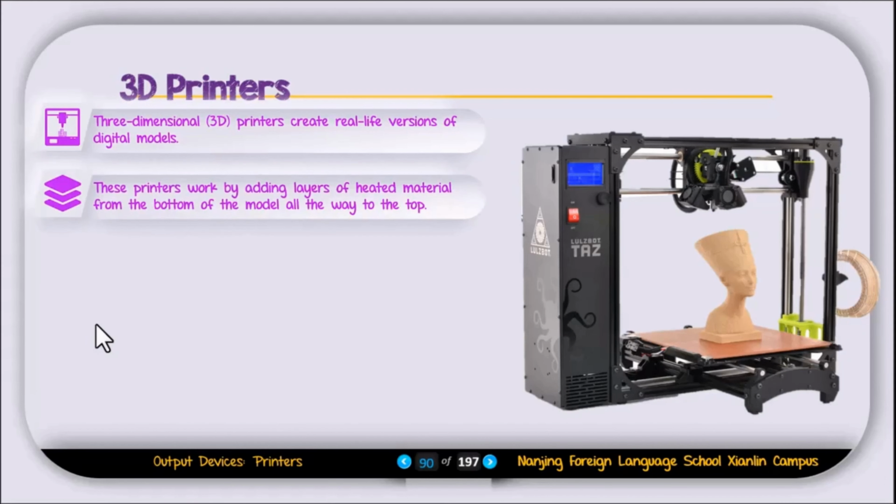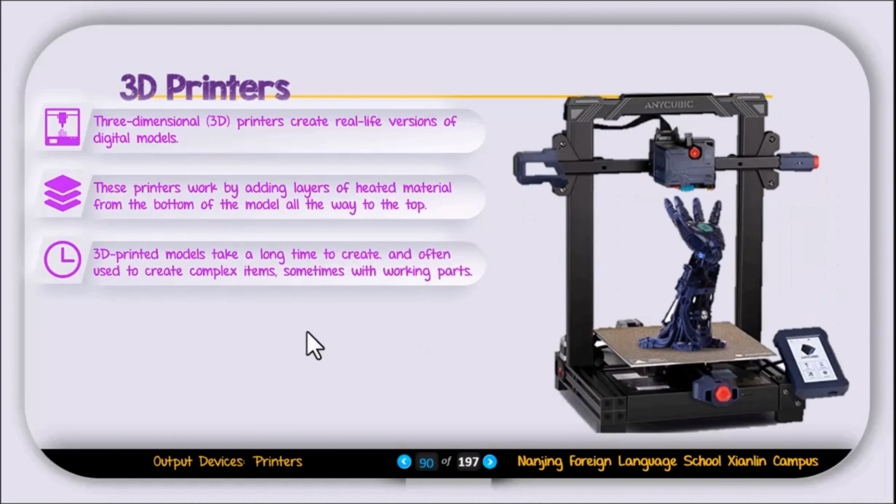These printers work by adding layers of heated material from bottom all the way to the top. They start from the bottom and then add the material all the way to the top to create the model. 3D printed model take a long time to create and often used to create complex items. Sometimes with working parts, you can create something working using those printers.